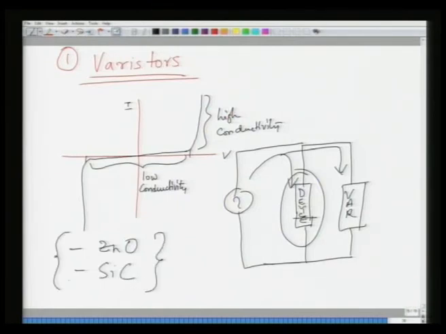Now, basically what you have is zinc oxide powders which are pressed together. The majority of the medium is zinc oxide, and at the grain boundary, or at the boundary between two powder particles, you have a layer called an intergranular layer, whose resistance is very high. This high resistance allows the material to remain highly resistive at low voltages. When the voltage becomes high, conduction through, tunneling through, these thin intergranular layers starts.